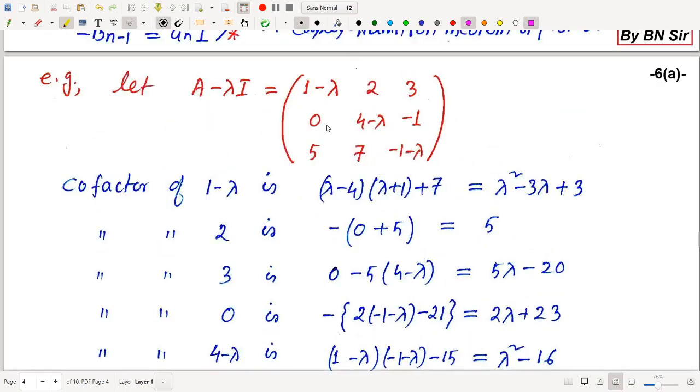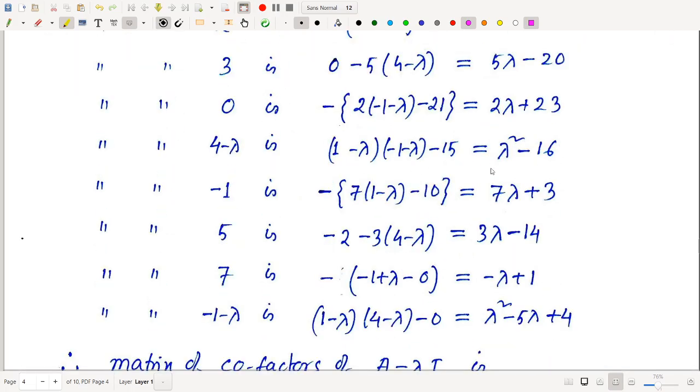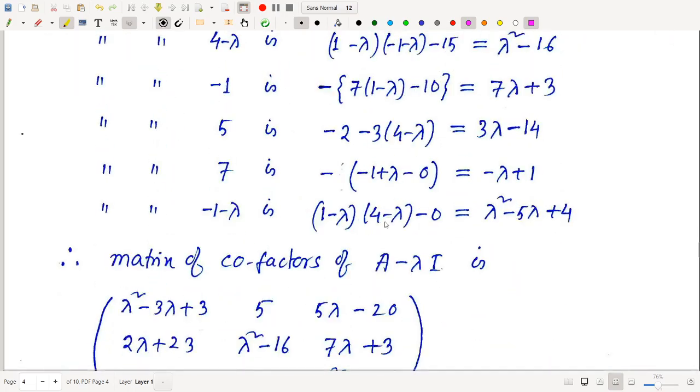Then the cofactor of this 0 will start with a minus sign because it is second row first column. So cofactor of this 0 will be minus 2 into minus 1 minus 1 minus 3 into 7. Okay, so calculated. Similarly, cofactor of 2 will be with minus sign, this line omitted, 0 into that minus 5 into minus 1 is plus 5, so 5. Similarly, all other cofactors we have calculated.